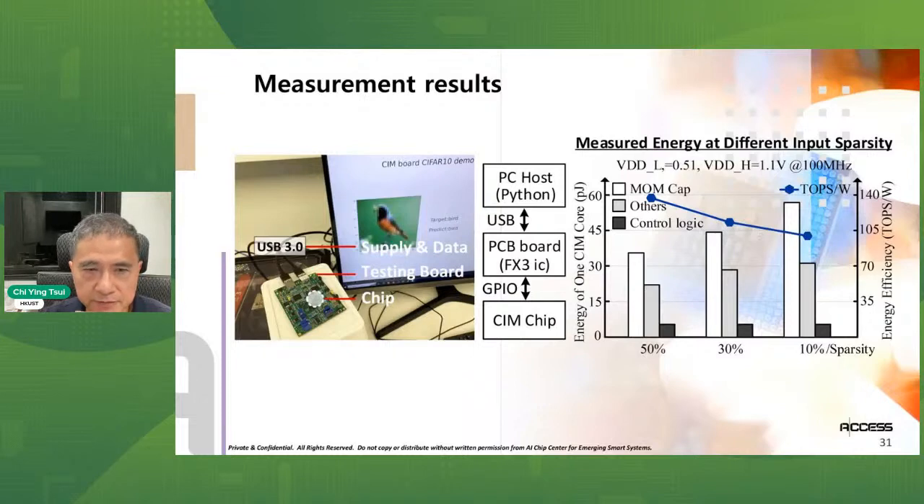We implemented this chip in 40 nanometers, and then we tested it with different convolutional networks. Here we're using a CIFAR-10 example to show this. This is the measured energy at different input sparsities. You can see that the energy is decreasing, or rather, the energy efficiency is increasing with the sparsity. But it can achieve a really good energy efficiency for different sparsities also.